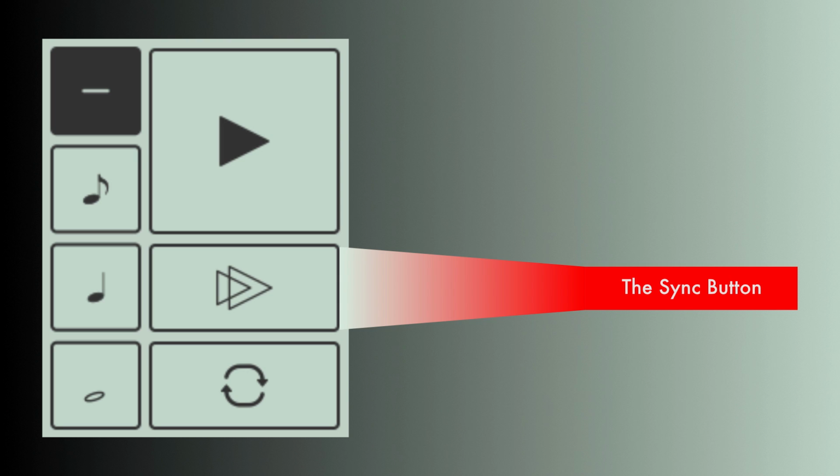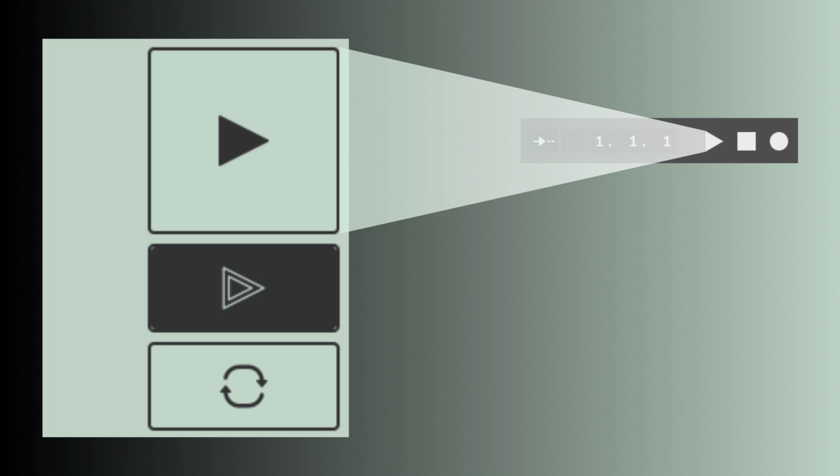Right below the play stop button is the sync button. When this button is on, Acanto will be slaved to Live. It doesn't matter if you press play inside Acanto or if you do it in Live. Acanto will just follow the session. If you happen to press play in Acanto, it will actually tell Live to start playing.